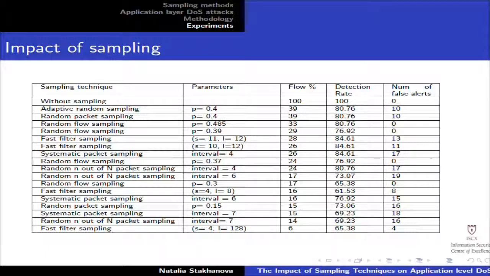So think about this: if this is what we have to deal with, then the lesson should be that whatever technique you're using to detect application level denial of service attacks has to compensate for the deficiencies of the sampling that is in place by default. So this is something that I wanted you to keep in mind.